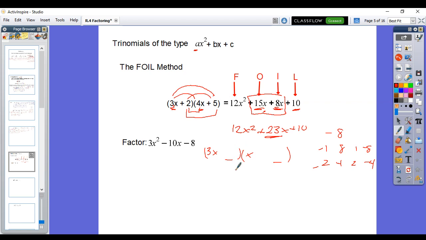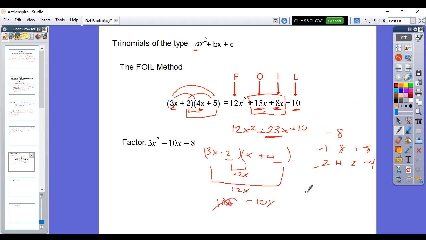What matters the most for us is the inner and outer terms. If I find those values and add them up, I should get -10x. Let's use this one right here first, this is probably more reasonable. Let's look, -2 and +4. -2 times x is -2x. 4 times 3x is 12x. -2x plus 12x gives us +10x. So it's not that.